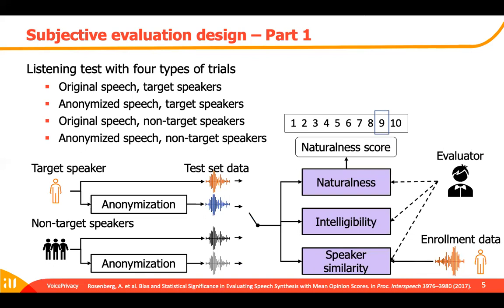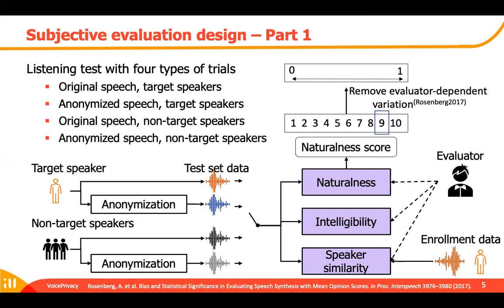For all the three metrics, we ask the evaluator to assign a score ranging from 1 to 10. For example, for the naturalness, a higher score indicates better naturalness. Of course, we know that the perceived naturalness depends on the listener. Therefore, after we collected all the subjective evaluation scores, we remove the listener-dependent variation and normalize the score to be a value between 0 to 1. So this is a strategy used in the speech synthesis community, and you can find more details from the reference paper.